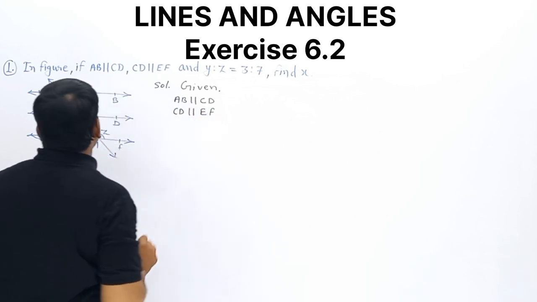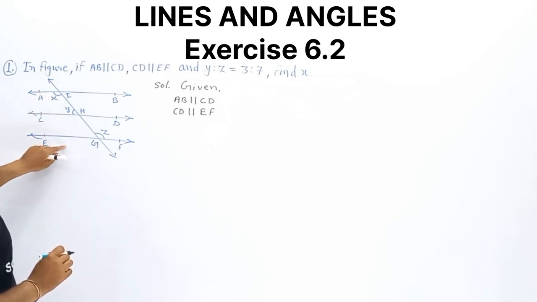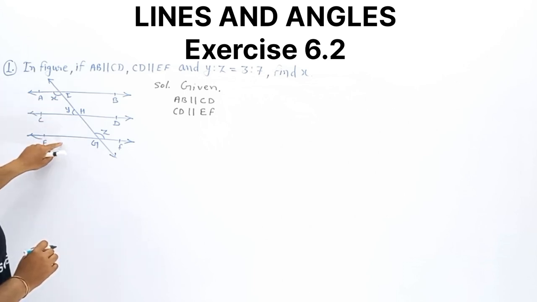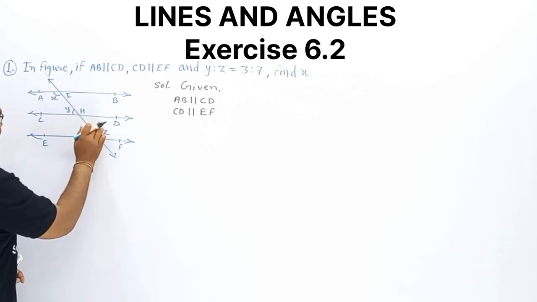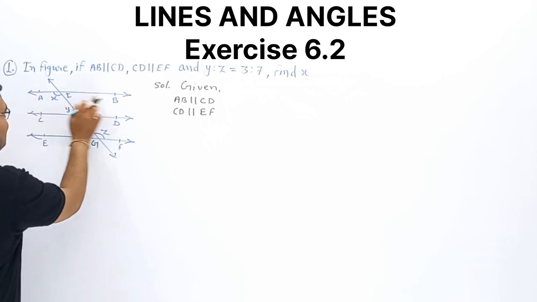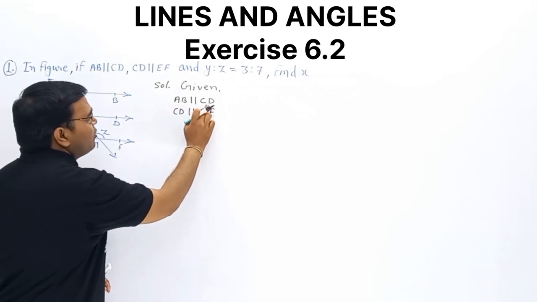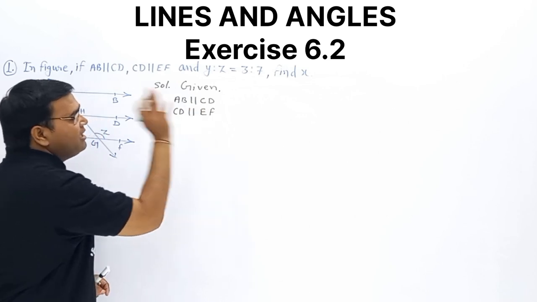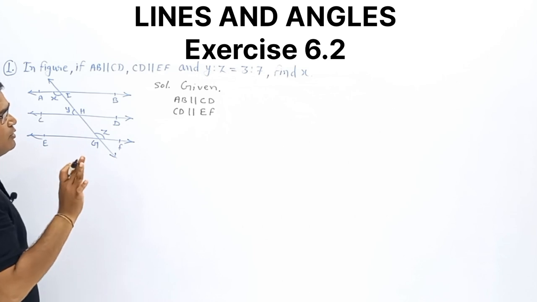So what we can say: if two lines are parallel and a third one is parallel to any one of these two, then automatically all three lines will be what? Parallel. AB is parallel to CD and CD is parallel to EF. So we can say the AB line will be parallel to EF. This thing we have in the question.